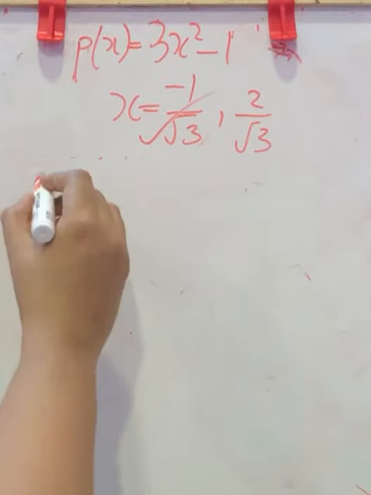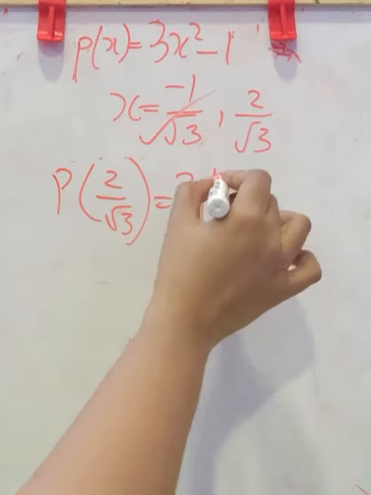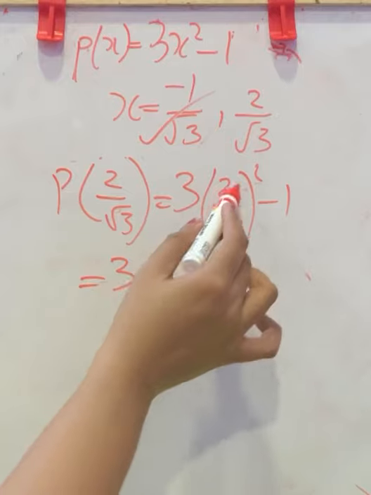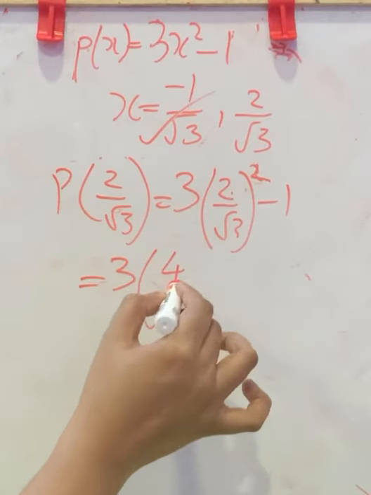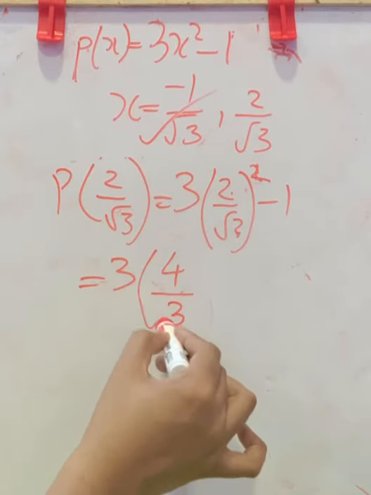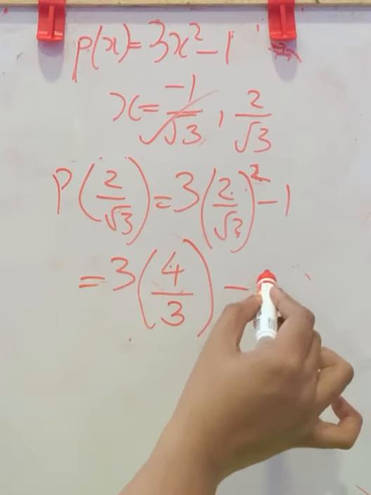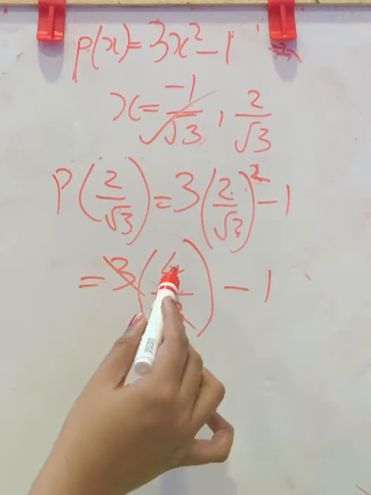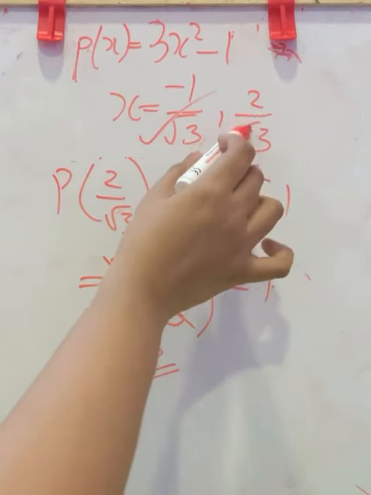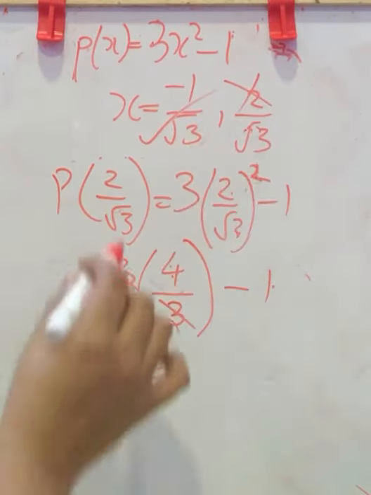Now next one is P of 2 by root 3. Then this becomes 3 into 2 by root 3 whole square minus 1. Now this is 3 into 2 square, 2 square becomes 4, by root 3 square. Root 3 into root 3 is 3. After squaring 2 by root 3, we get 4 by 3 minus 1. Here 3 and 3 cancel, 4 minus 1, the result is 3. No, this is not a zero of this polynomial because our result is not 0.